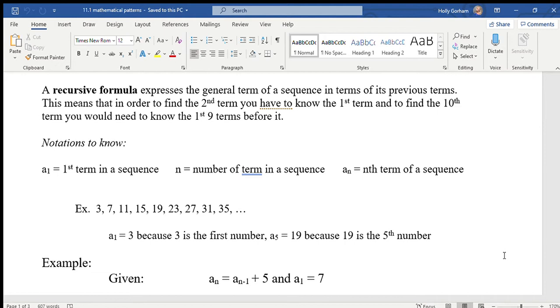Notice, first of all, how it's formed. We're adding 4 every term to get the next one. So 3 plus 4 is 7, 7 plus 4 is 11, and so forth. So if I said, what is a sub 1? That would be 3, because 3 is the first term in the sequence. a sub 5 is 19, because 19 is the 5th term in the sequence. So that's just some notation to make sure you know.